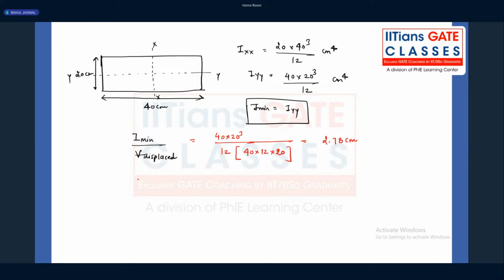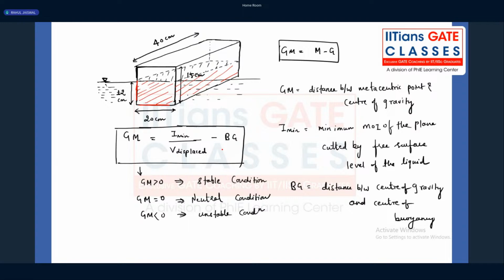Now tell me how to calculate BG, the distance between G and B. It's very simple, guys. Let me mark it. I'm just removing some red marking here. Center of buoyancy is nothing but the centroid of the liquid which is being displaced by the block. How much volume is getting displaced? This much of volume. I'm marking with the blue color here.